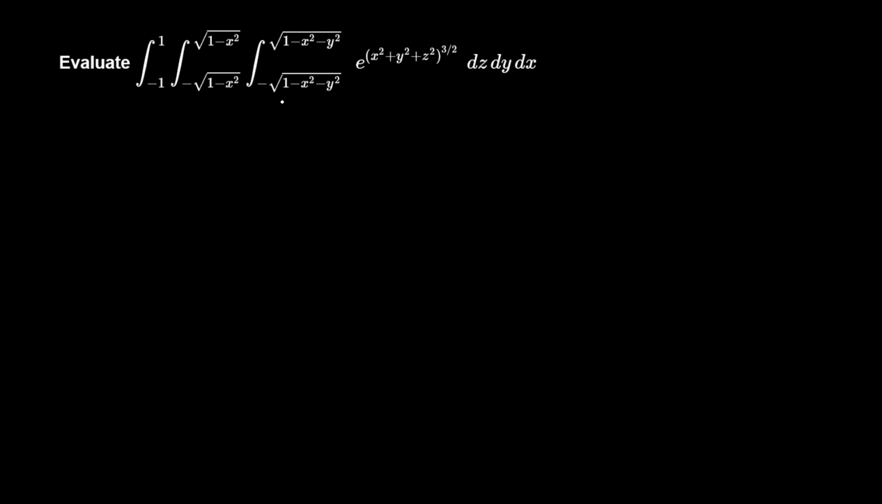Evaluate this triple integral, and these are the limits for x, y, and z. So we have this integrand. Since we have x squared plus y squared plus z squared, which is rho squared in spherical coordinates, we want to apply spherical coordinates in this case, that is, change these limits into spherical coordinates limits. Okay, that's the case. So this part is done.